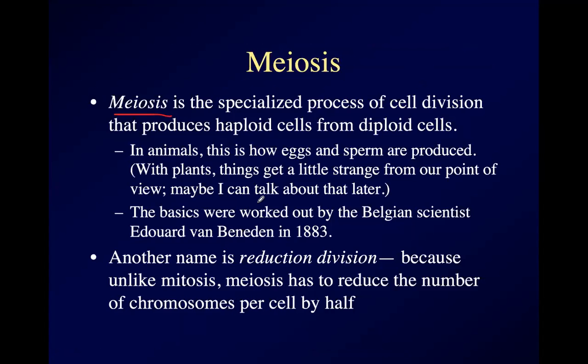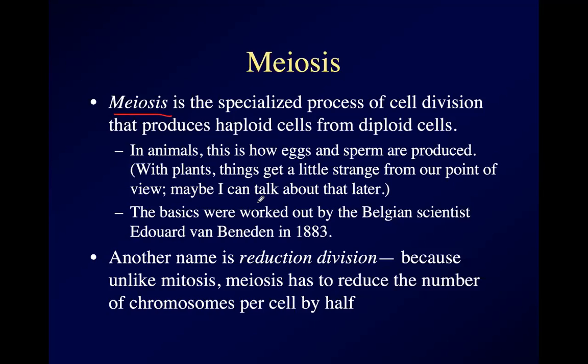Meiosis is going on either in the seminiferous tubules of your testes or the follicles of your ovaries, depending on whether you happen to have ovaries or testes. So in animals, this is how we make eggs and sperm. In plants, things get a little bit weird, and we probably will not have time to go into alternation of generation in plants. So I'm trying to keep this as smooth as I can.